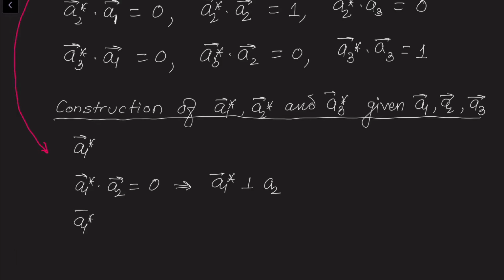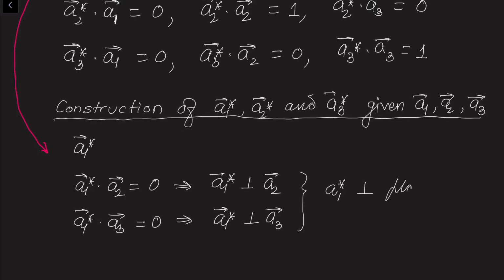I also have A1 star dot A3 is equal to 0, which tells me that A1 star is perpendicular to A3 as well. So if I take both these relations together, this tells me that A1 star is normal or perpendicular to the plane of A2 and A3.